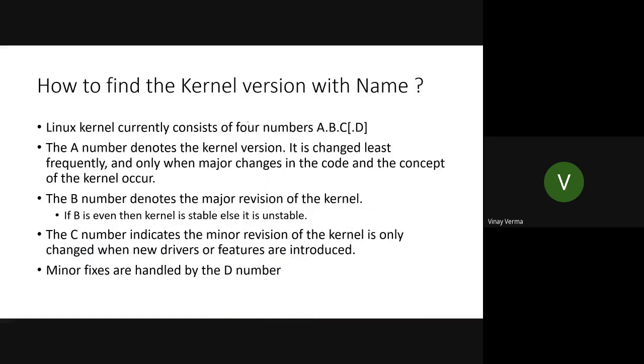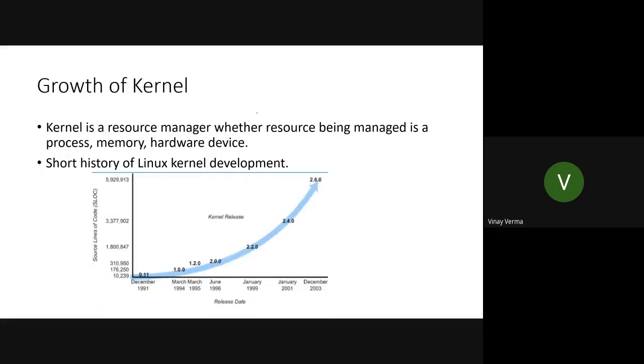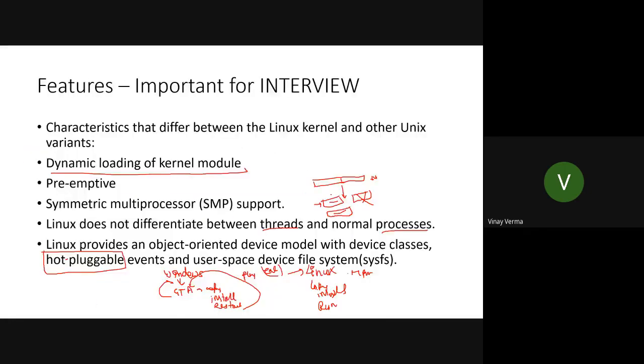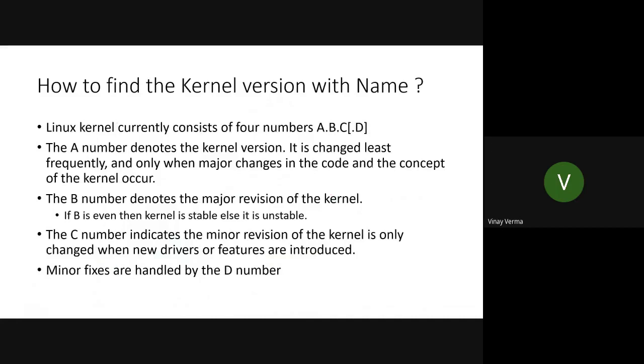Okay. So basically, in this slide, you learned about the kernel version. Kernel releases 0.11, 1.0.0, 1.2.0, and later on. So how to read the kernel version? That is an important thing here.